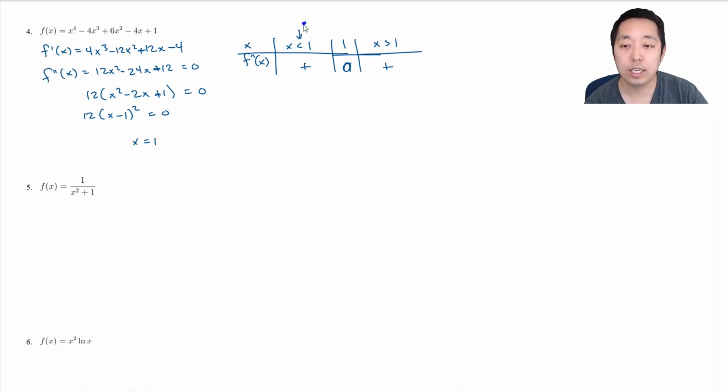So it's concave up here and in this interval. So the only time it's not concave up is at x equals 1. And for this value, it's not a point of inflection because the concavity didn't change. So this is not a point of inflection. There are no points of inflection. You would say no points of inflection.